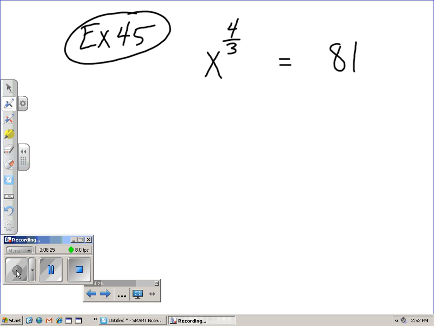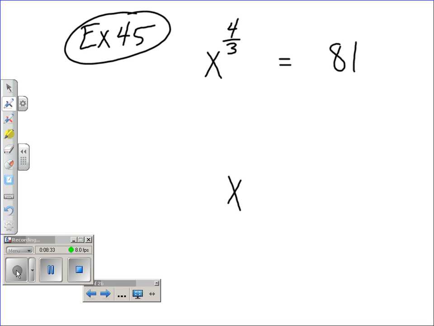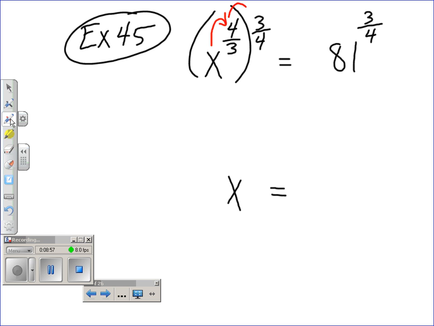Okay, next problem. X is being raised to the fraction 4/3, and it equals 81. Now, how am I going to get my x alone? I'm going to raise this to what I'm going to call the reciprocal power. So I'm going to raise it to the 3/4. That's the reciprocal of 4/3. And before I forget, I'm going to do the same thing to the 81. We'll come back to the 81 in a minute. X raised to the 4/3 power and then raised again to the 3/4 power means we multiply the exponents. 4/3 times 3/4 is a 1. So I have x to the 1, or just plain x.